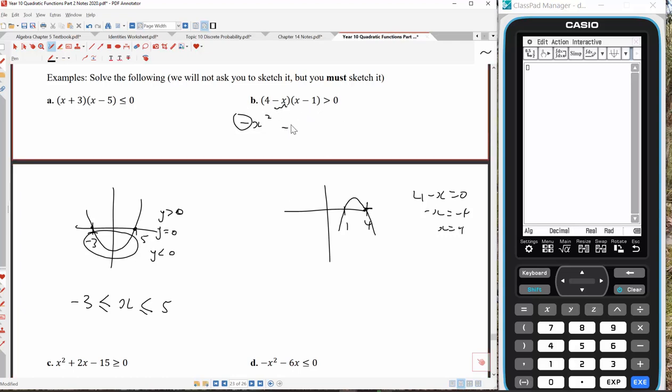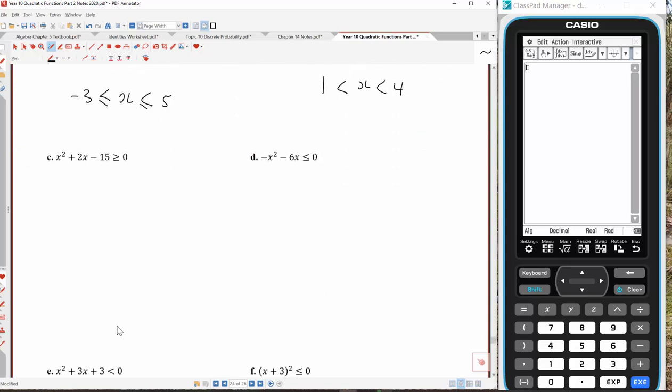Another way to think about this is to rewrite it as negative x take 4, x take 1 greater than 0. You'll note that this is 4 and this is 1, and we've got an inverted parabola. Now what we'll do is look at when we want this true for. So it's when it's greater than 0. Along the line is when y is equal to 0. Above the line is when y is greater than 0. And below is when it's less than 0. We want it when it's greater than 0, which is this part here. It's for the values of x between 1 and 4.